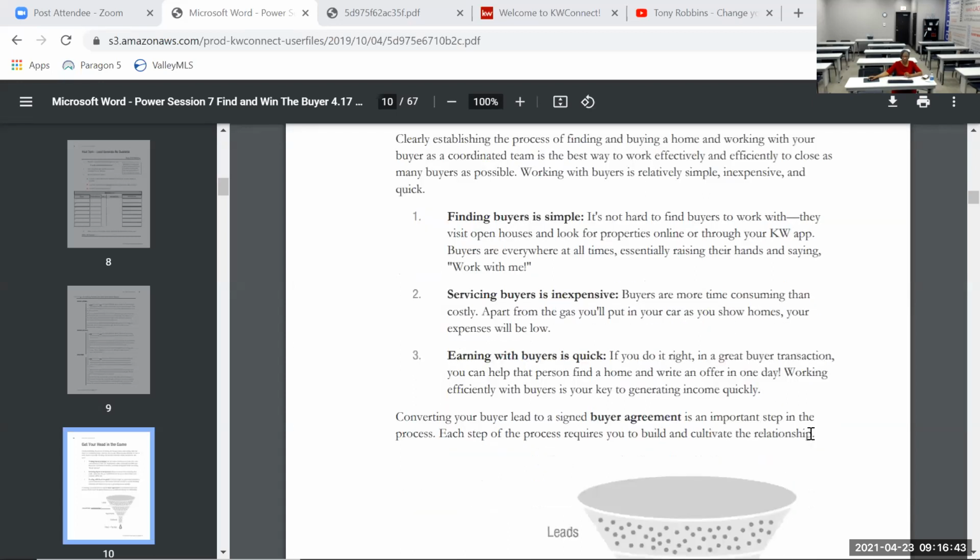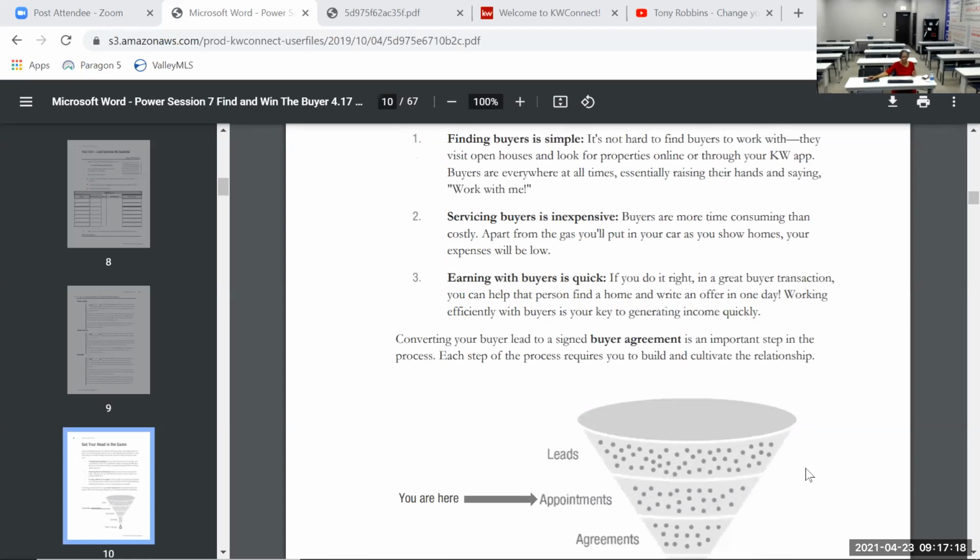And then earning with buyers is quick because if you do it right in a great buyer transaction, you can help that person find a home and write an offer in 1 day. If you do your research properly, and if your buyer shares with you their true desires for home ownership, then when you find that perfect home for them, you can write an offer and have that offer accepted in 24, 48 hours. So earning with buyers is quick because once you have an offer accepted, within 30 to 45 days, you're at the closing table. And sometimes sooner, depending on if it's a cash buyer.